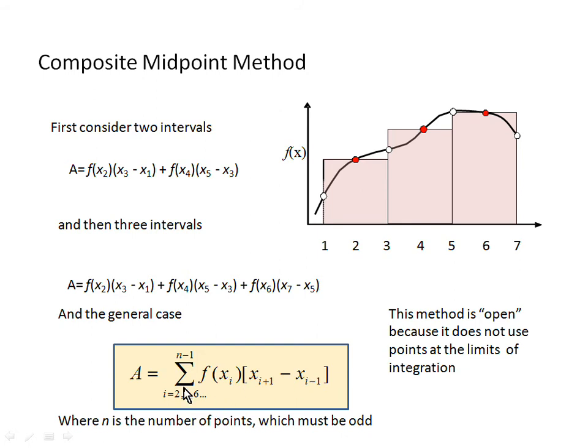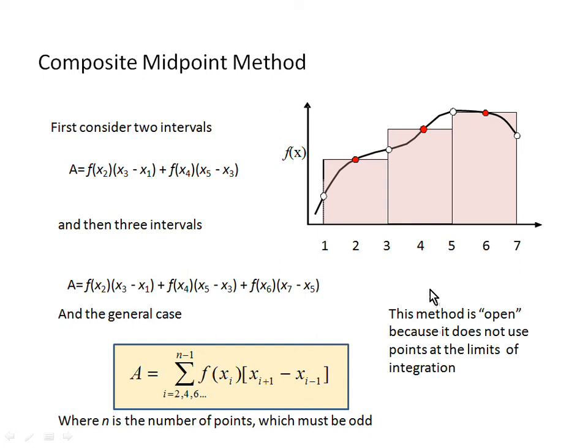And in this case, we're summing over the points that start at i equals 2 and then go every other point up to the n minus 1 point. So in order for this to work, we have to have the number of points be odd. If we have an even number of points, then we would say end right here, and we wouldn't have a complete rectangle. So that's a restriction on the method.